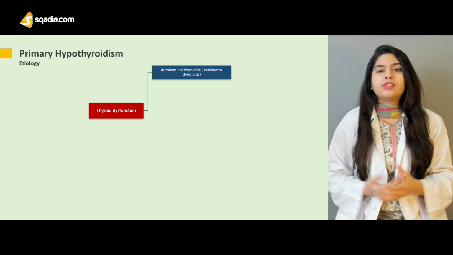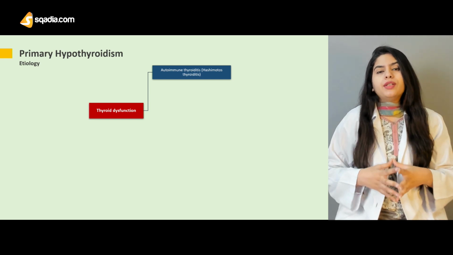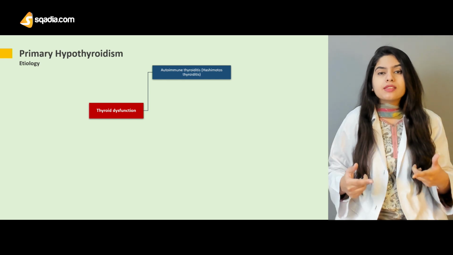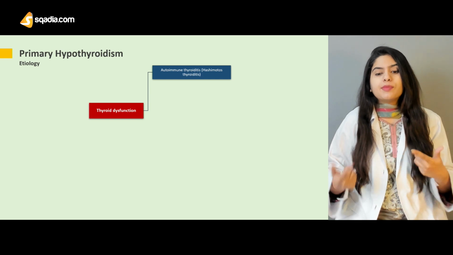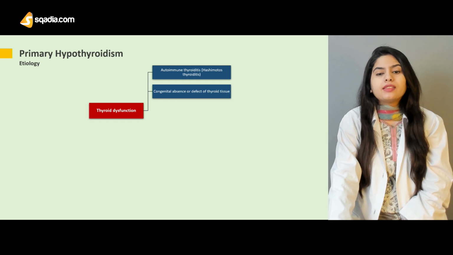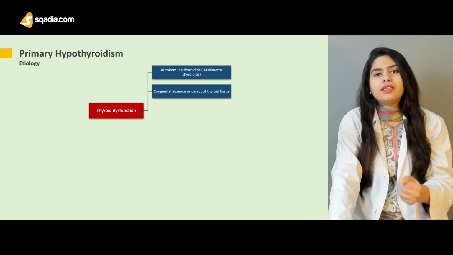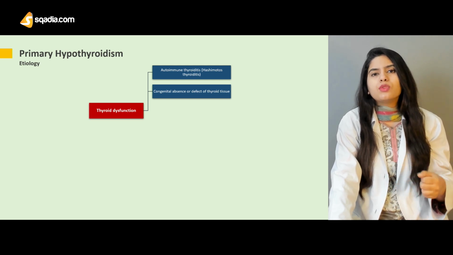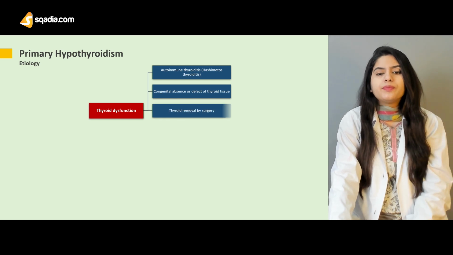Now, in this type of disease, what happens is that antibodies are produced inside our body against the thyroid gland cells. This causes the death of the thyroid gland cells and ultimately a decrease in the production of the thyroid hormone. Then there is a congenital absence or defect of thyroid tissue. That can be due to defects during the development of the thyroid gland, due to some genetic defect, and also due to iodine deficiency in the mother as well.